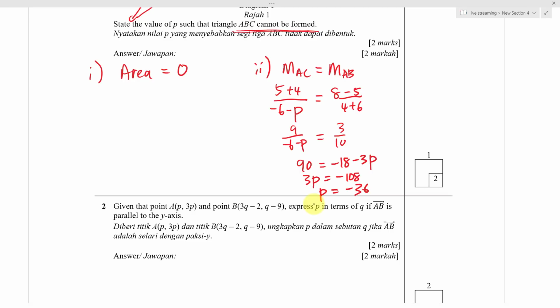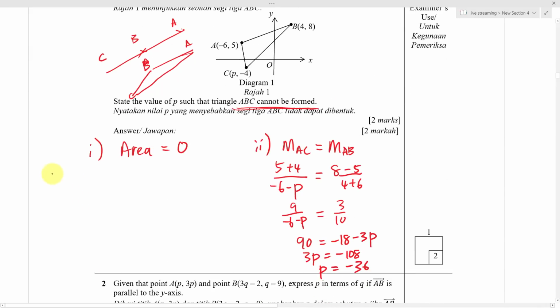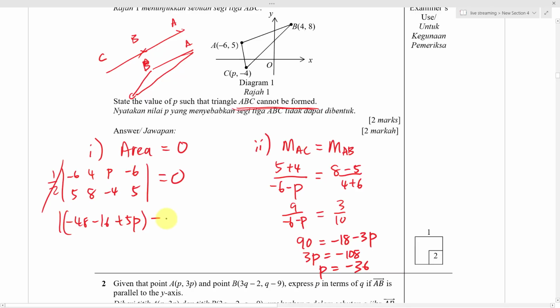This one is using the straight line method. If you prefer the triangle method, we can do that also, and I hope we will get the same result. So let's try the triangle method. I will do half, A is -6, 5, B is 4, 8, C is P, -4, and repeat the first one, equals 0. The half moves to the other side and becomes 0, so you can ignore the half. So this is -48 minus 16 plus 5P, and then minus the other way, 20 plus 8P plus 24, equals 0.